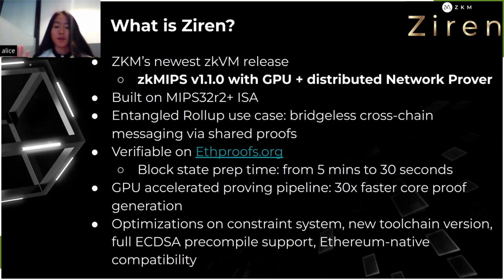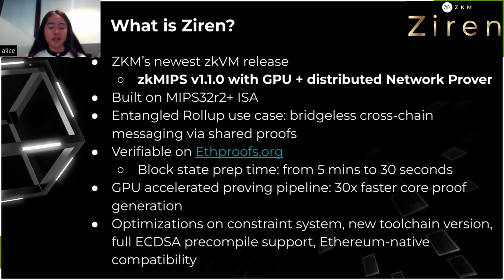So the first L2 that's part of the entangled rollup network is Goat Network. Goat Network is a Bitcoin layer 2 that utilizes proofs that are generated by Ziren. Ziren is also listed on ETH proofs, so you can track our progress towards real-time proving there. Some recent optimizations resulted in doubling the total proof throughput and also reducing the block state preparation time from 5 minutes to just under 30 seconds. So we're on our way towards real-time proving.